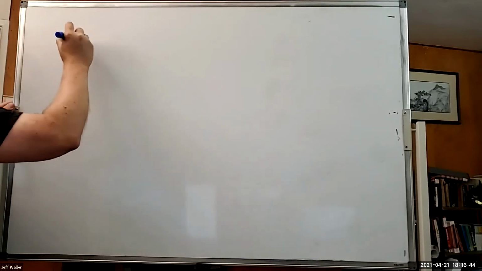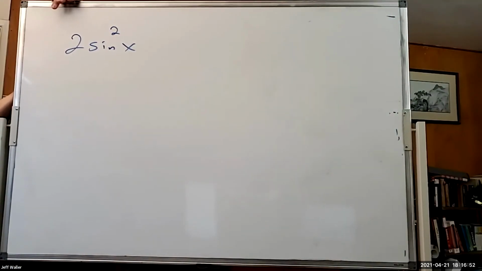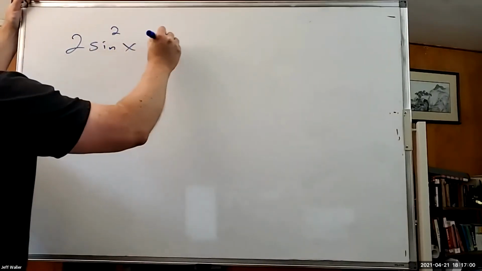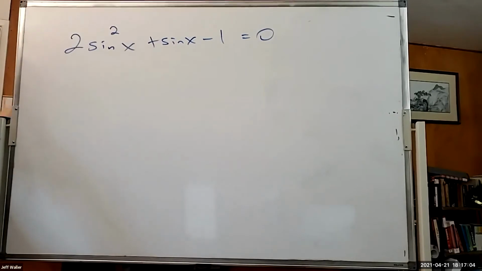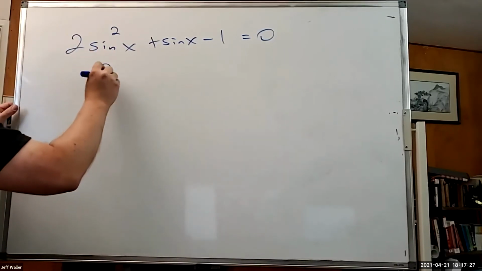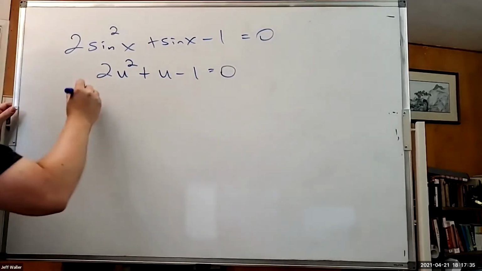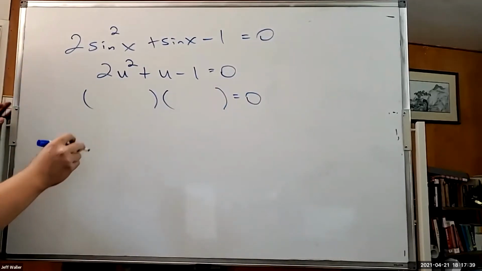Okay, so I got 2 sine squared x plus sine x minus 1 equals 0. It should be really kind of obvious what you're expected to do here. Or is it? Maybe it isn't. Factor. Yes. If you want to, you can replace sine x with U, or S. I'm going to do U because my S's look like 5s. And then you can factor it. What do you get when you factor it?